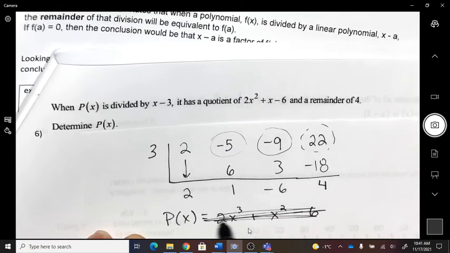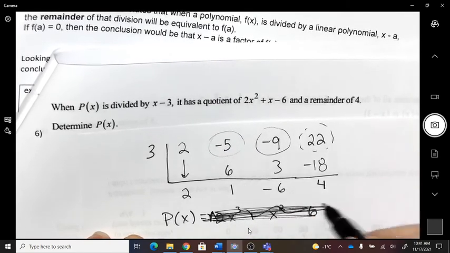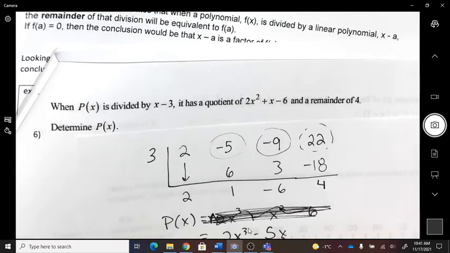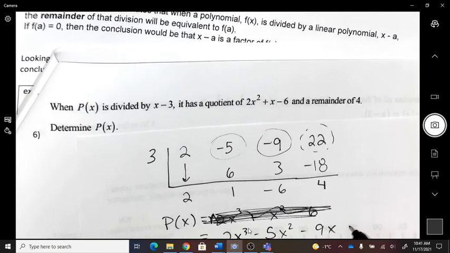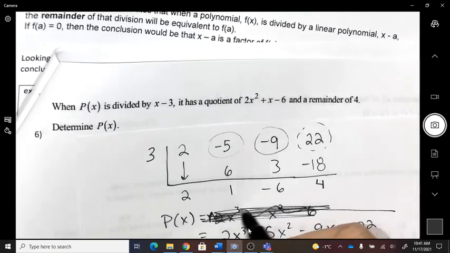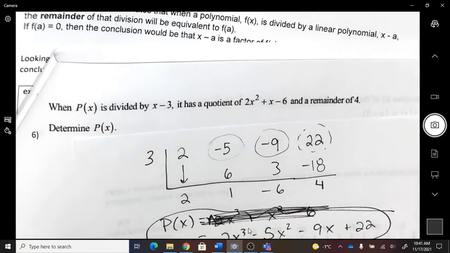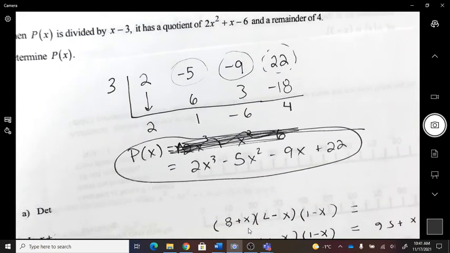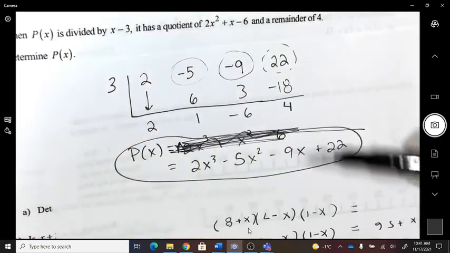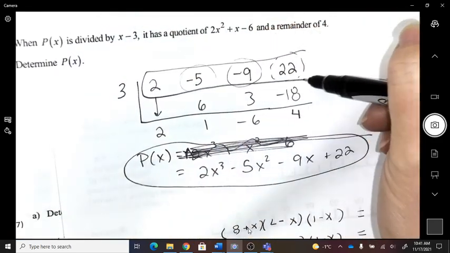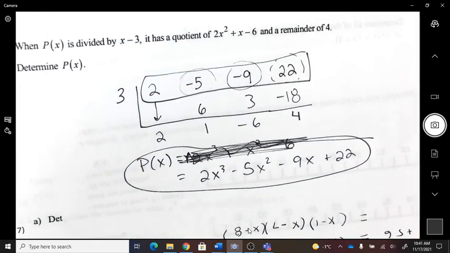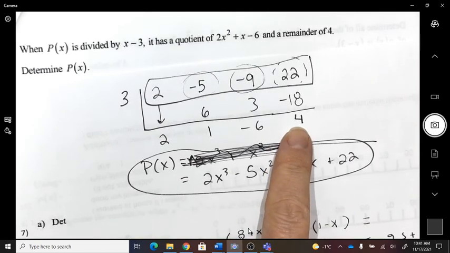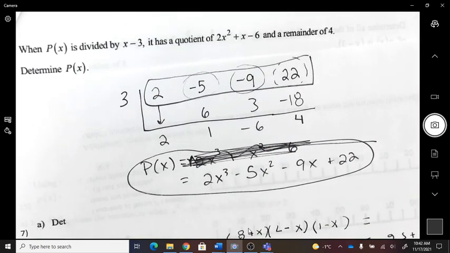Oh no, you guys, what am I doing? All wrong. 2x cubed minus 5x squared minus 9x plus 22. No, this is the original. Yes, I probably confused you because I started writing the result again. The result would have had a plus 4 over, but that's the quotient. And we're asking for the original.